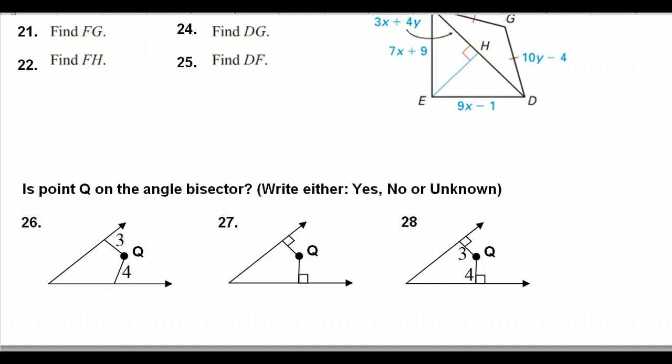So anyway, the bottom line is, for number 26, we're going to have to write unknown. We don't know if it's on the angle bisector or not for sure. Unknown.